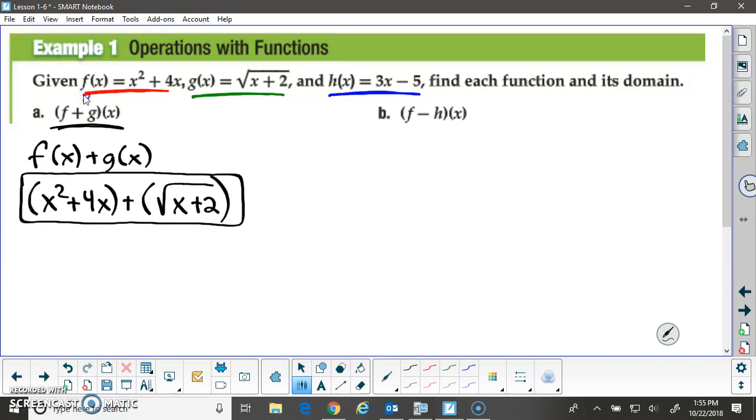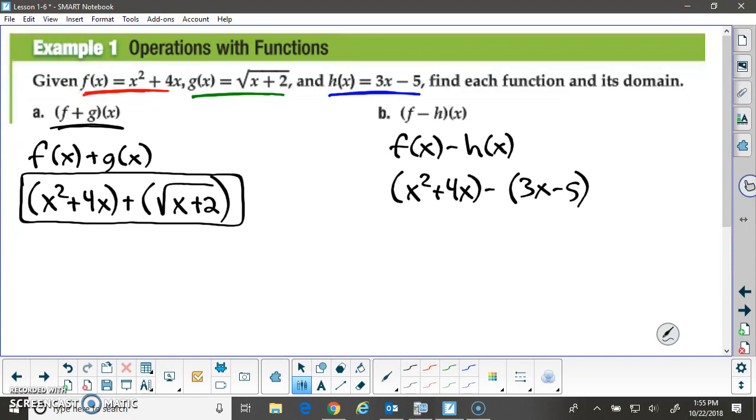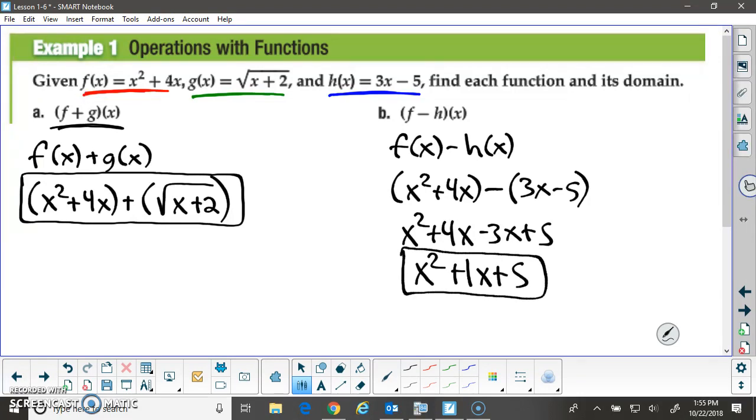Then if we do the same type of thing for part B, they're asking for taking f of x and subtracting h of x this time. So if I take f of x, which is x squared plus 4x, and I subtract h of x, which is 3x minus 5, you can see that the grouping symbols, the parentheses that I used, are important because we have to distribute this negative sign. That gives us x squared plus 4x minus 3x plus 5. Simplifying gives us an answer that looks like this. So part A was addition, part B is subtraction.